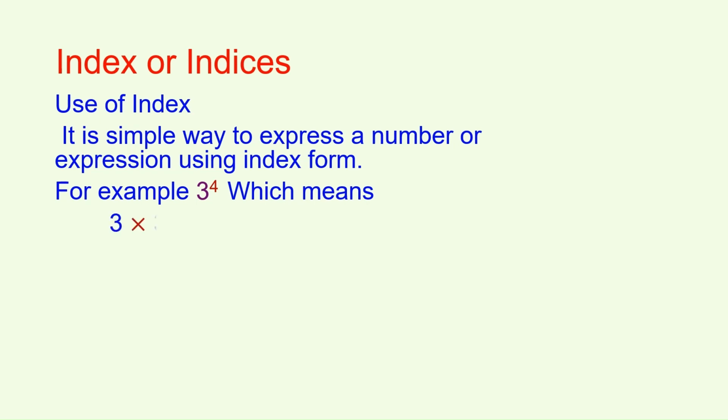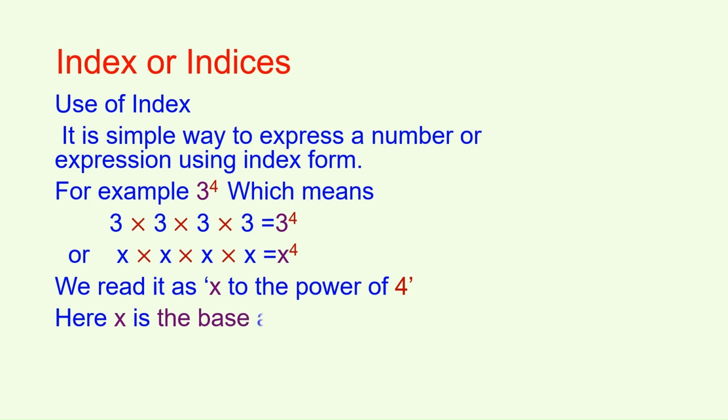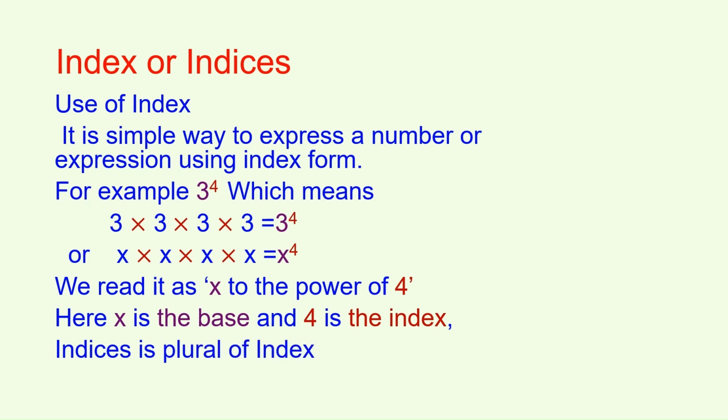For example, 3 times 3 times 3 times 3 is equal to 3 to the power of 4, or x times x times x times x equals x to the power of 4. We read it as x to the power of 4. Here x is the base, and 4 is the index. Indices is the plural of index. Note again.